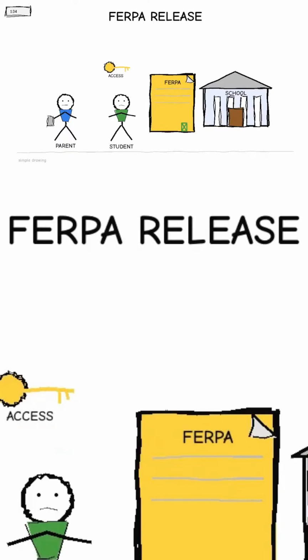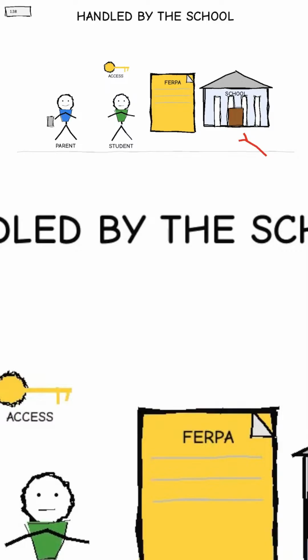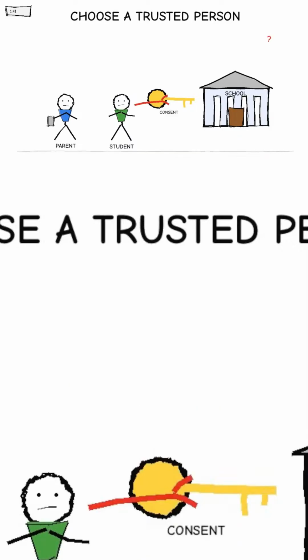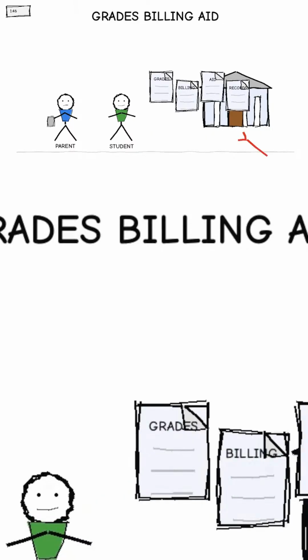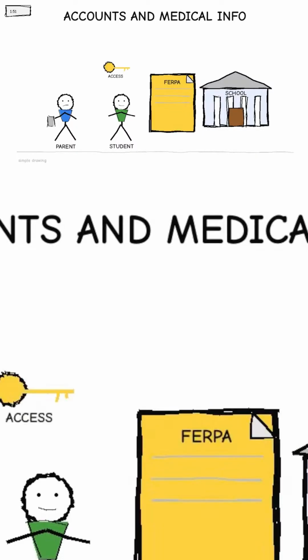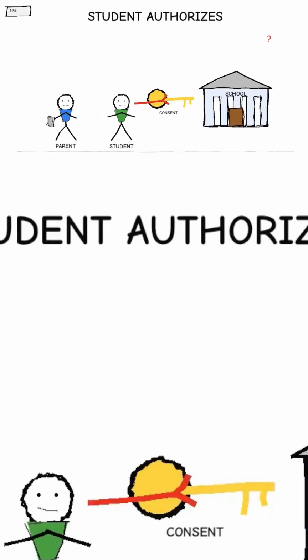The first document to ask about is a FERPA release, or student records authorization. This is usually handled through the college or university. It allows the student to give a parent or trusted person permission to access certain education records. This may include grades, billing information, financial aid details, disciplinary records, or other student account information, depending on what the school allows and what the student authorizes.